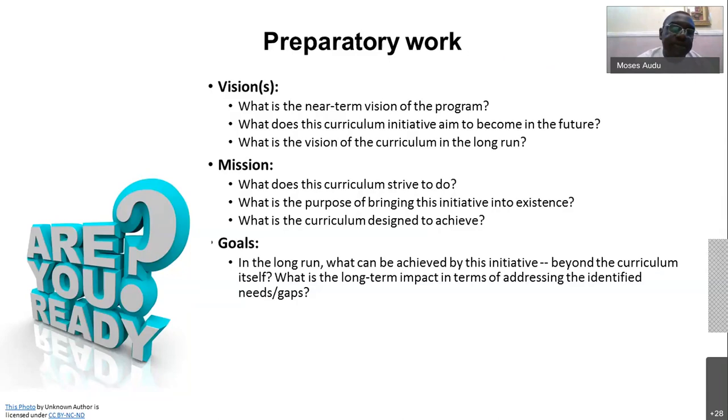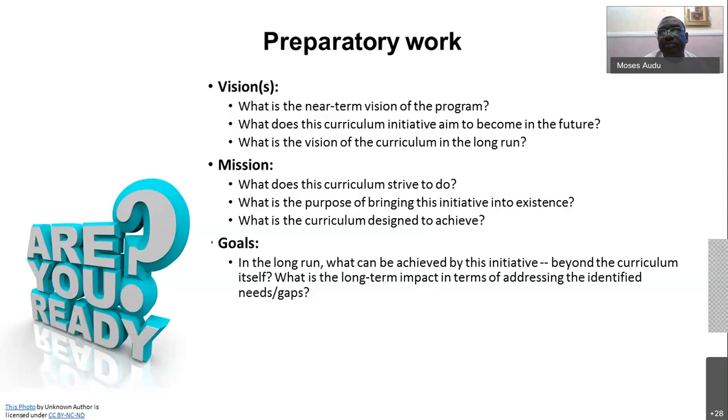And then the mission, what does this curriculum have to do? What is it going to do other than what we are used to doing? What is the purpose of bringing this initiative into existence? People ask these questions when we are meeting. And what is the curriculum designed to achieve? So these are basic questions for us to actually meet our own mission and goals in the long run. What can be achieved by this initiative beyond the curriculum itself?